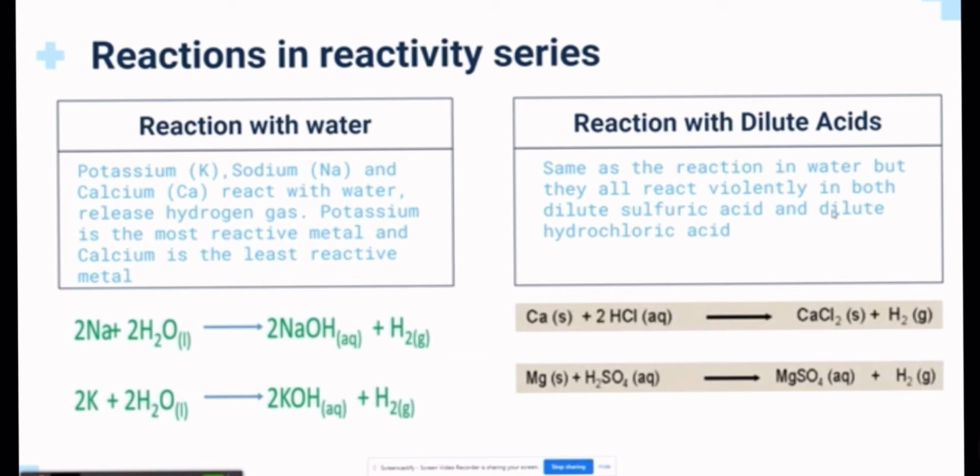Next is reaction with dilute acids. They are the same as the reaction in water, but the 3 of them react violently in both dilute sulfuric acid and dilute hydrochloric acid. The first one is reacting with dilute hydrochloric acid and the second one with dilute sulfuric acid. And the product of both of them is hydrogen gas.